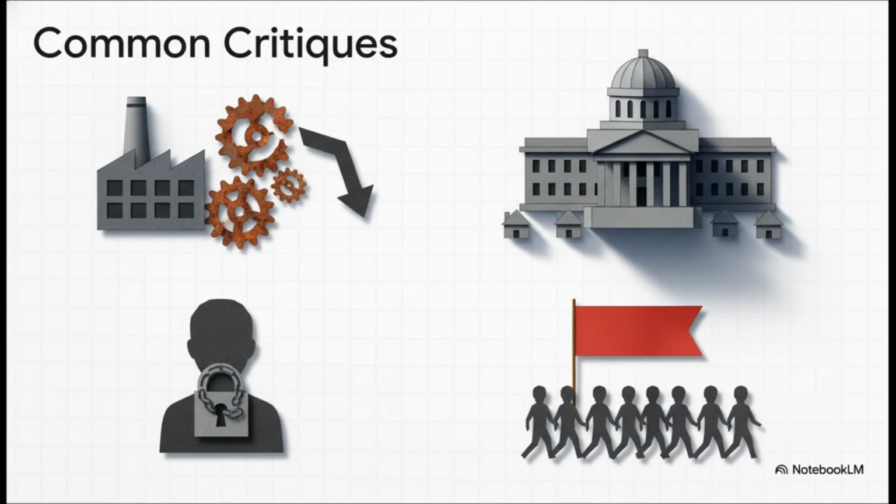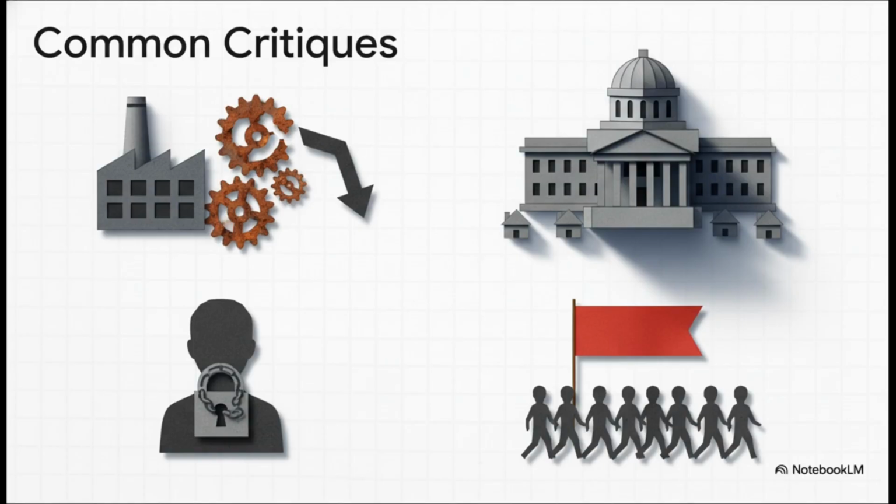Of course, the idea of socialism has faced some powerful critiques over the years. Let's just touch on the main ones. First, there's the economic argument. Critics say that without private ownership and the drive for profit, you lose the engine for innovation and efficiency, and that leads to a stagnant economy.